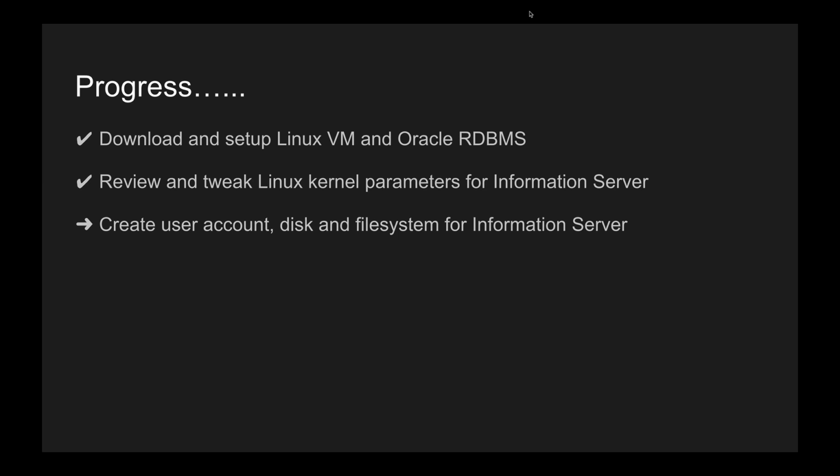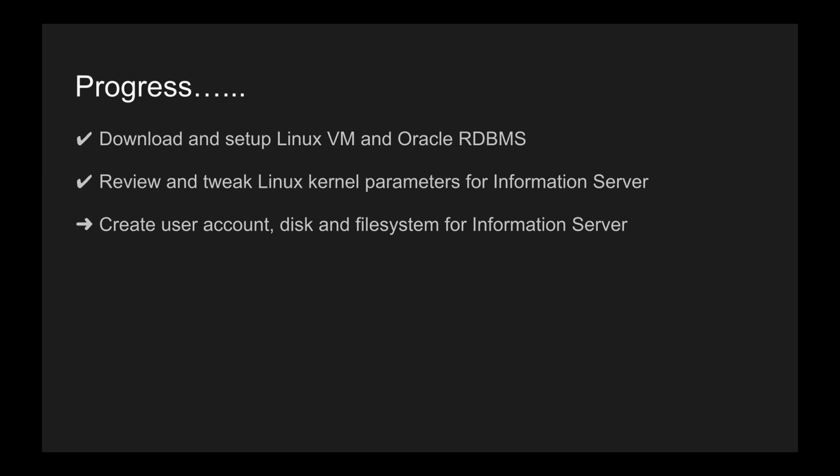Okay, so time to take a quick progress checkpoint. So we have so far downloaded the Linux virtual machine and the VirtualBox software. We set it up, configured it, imported the virtual machine appliance, and took a look around, looked at the Oracle setup, the container database, and the pluggable database in there. And then we went on to look at some documentation for Information Server installation, reviewed some topologies, looked at the kernel parameter settings per the documentation, and adjusted the ones that needed adjustment. So we're ready to move on to the next step.